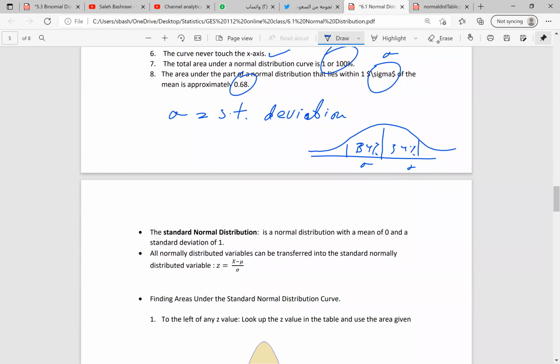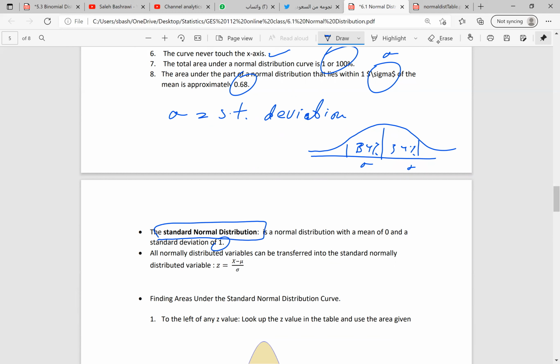Now the standard normal distribution. Let's speak about the standard normal. It is a normal distribution with a mean of 0 and a standard deviation of 1. If we have a mean equal to 0 and a standard deviation equal to 1, we call this a standard normal distribution.